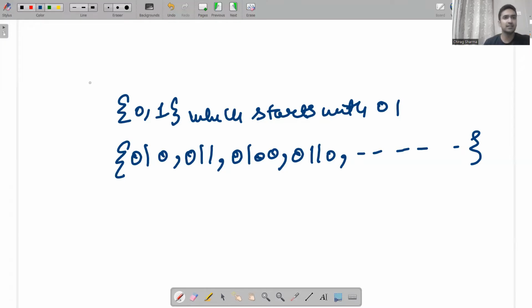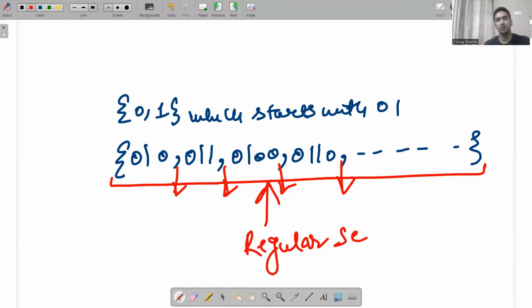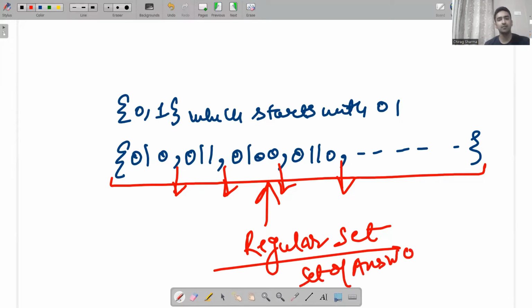But you need to notice one thing: we have written all of them in the form of a particular set, and every answer is separated by a comma. So this is a clear example of a regular set, which is a set of answers to accept a string. I hope this is clear. Whenever you have any sort of doubt, you can always ask in the comment section. So this is the first thing that you must know, regular set, that is a set of answers.